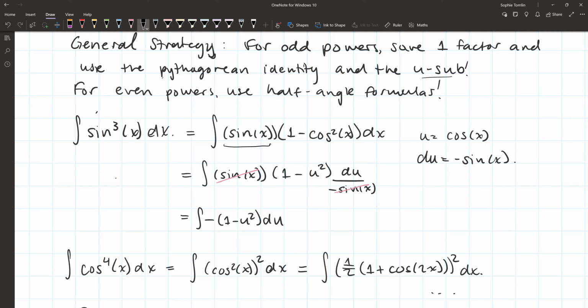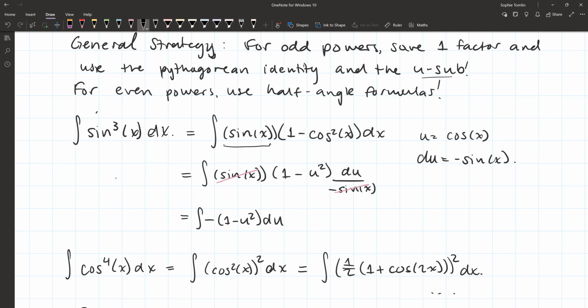And so we're gonna be a little bit clever here, and we're gonna keep our du and our negative sine x in the bottom, because then this sine here and this sine here are going to cancel. And so now you're just left with the factor of -1, which you can bring here. And then this is a polynomial that you probably have a better idea of how to integrate.